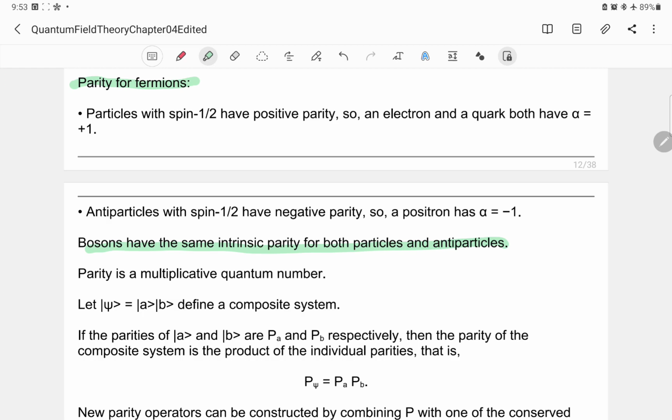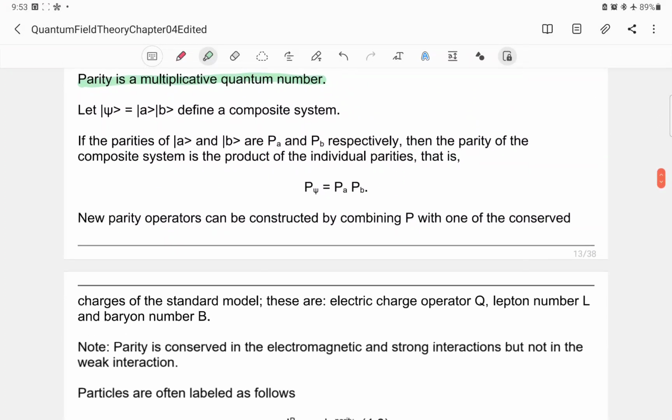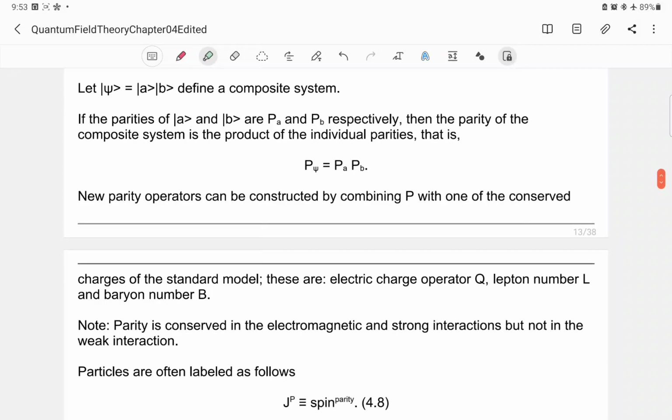Parity is a multiplicative quantum number. So let's look at this. If you have a composite system, your wave function would be a product of two wave functions composing the system. So say your wave function is this one. That defines a composite system. If the parities of A and B are PA and PB respectively, then the parity of the composite system is the product of the individual parities that compose the system.